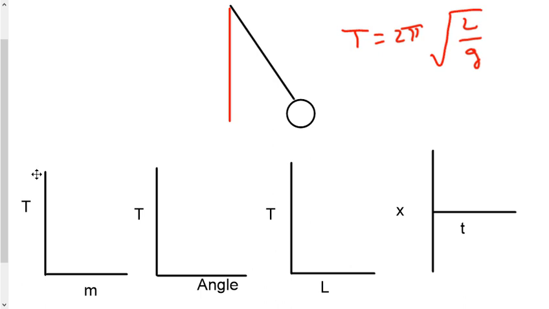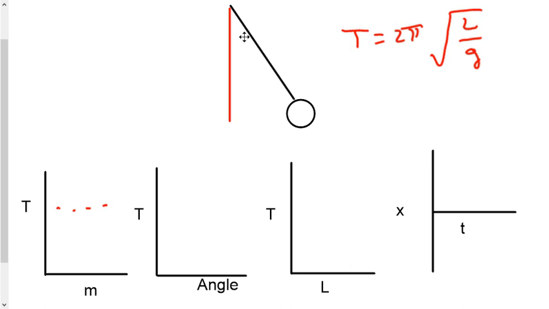Well, we could do a graph of period versus mass. Well, we see that mass is not in the equation, so if we graph period versus mass, we'll just get a straight line, and it's flat, within experimental errors, of course. So the time is not affected at all by the mass.